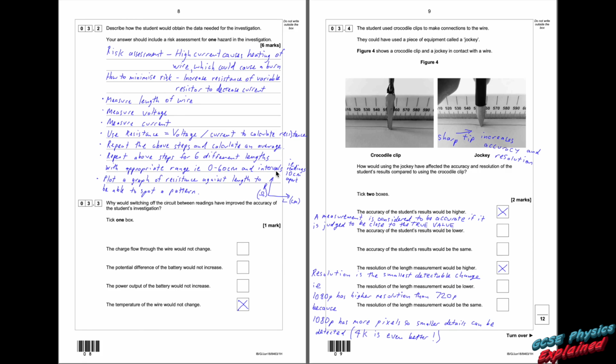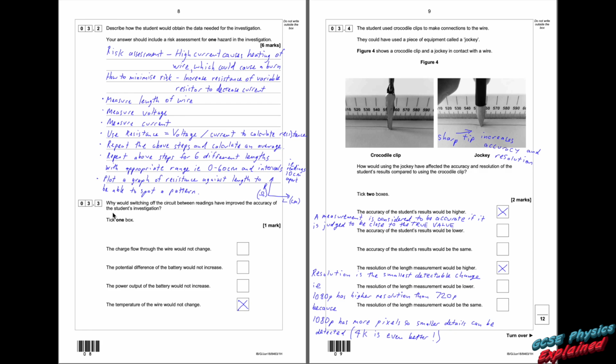So the interval is how far apart each reading is. So make the reading 10 centimeters apart. So in other words, 0 centimeters, then 10 centimetres, 20, 30, 40, 50, 60. And then plot a graph of resistance against length to be able to spot a pattern. So resistance up the side, length along the bottom there. And they'll sometimes ask you if you know what range means and what interval means, so pay attention to that as well.